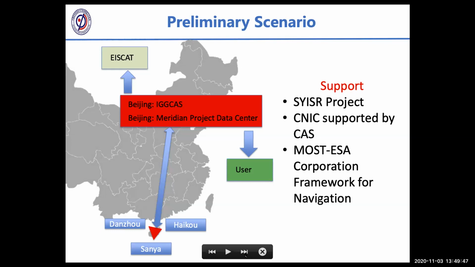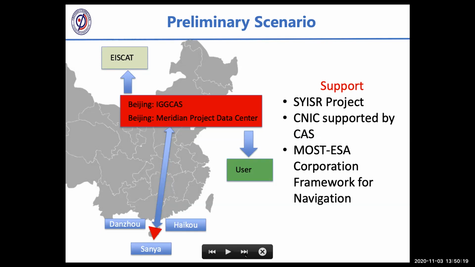So I have a preliminary scenario. Finally, we are going to have 3 stations over the low latitude channel. We call them Sanya, Haiko, and Dando. In each station we need some computational and storage system. Then we have a data center in our institute. We need to transfer those big data to Beijing, and also we belong to the Meridian project, so we also need to transfer data to the Meridian project data center.